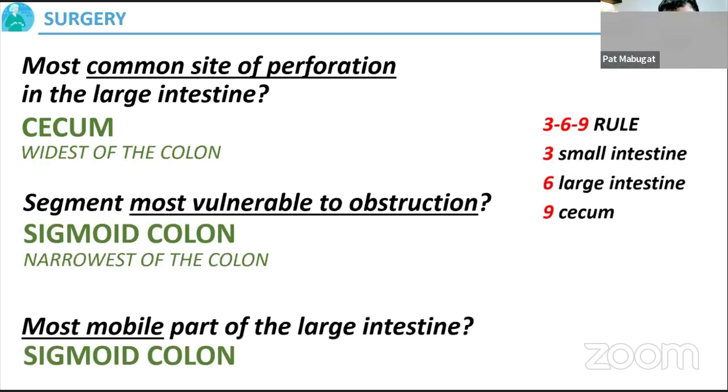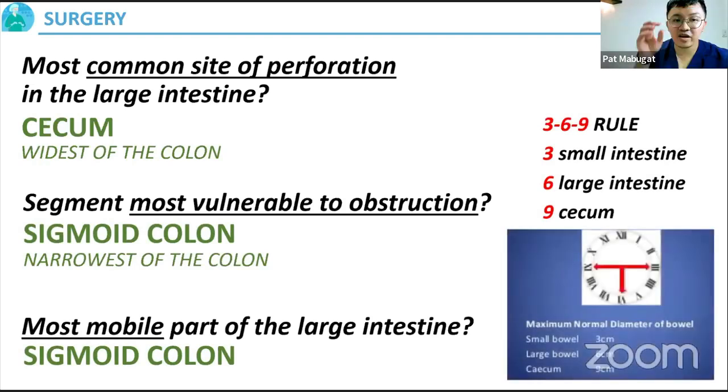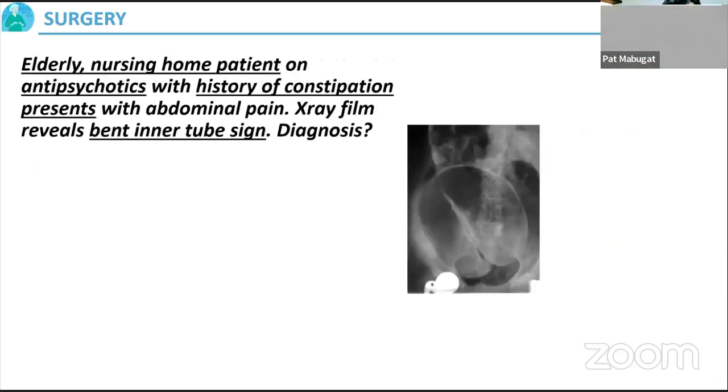So we have the 369 rule there. It's in your handout. Just remember, cecum: largest, thinnest, prone to perforation. Sigmoid: narrowest, longest, most mobile, prone to obstruction and also diverticulosis.